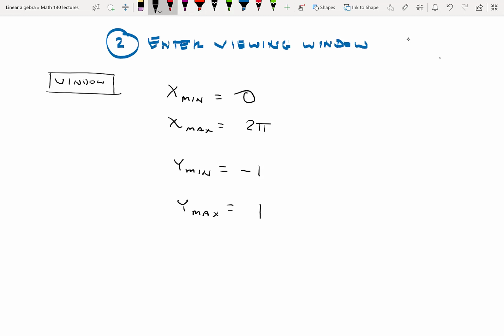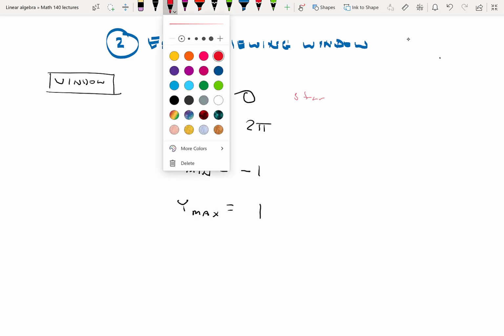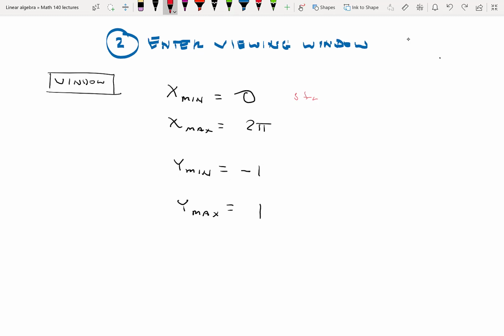So in general, X min is the starting point along the x-axis. X max is the end point along the x-axis. Y min is the negative, or the opposite, of the amplitude, and Y max is the amplitude.